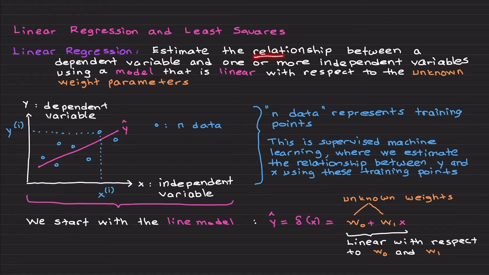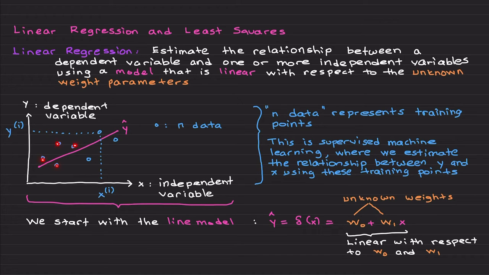We estimate the relationship between a dependent variable and one or more independent variables using a model that is linear with respect to the unknown weight parameters. To illustrate this point, let's say this is an independent variable. If you remember from the previous video, an independent variable doesn't depend on other variables. It is like time, independent. And the dependent variable in this case depends on the independent variable x.